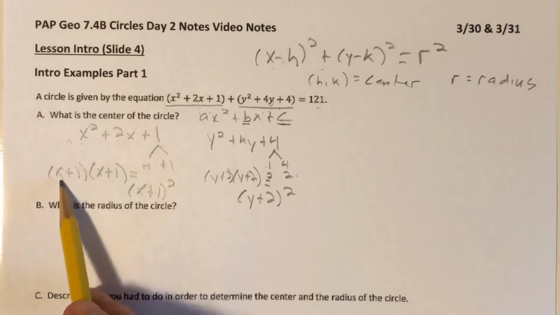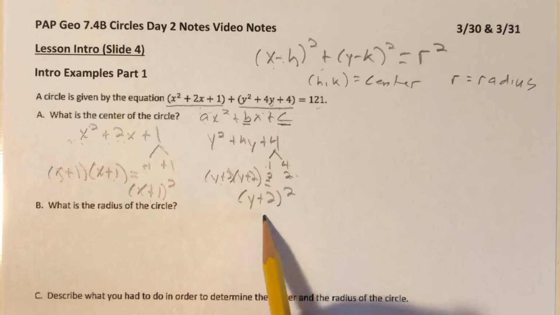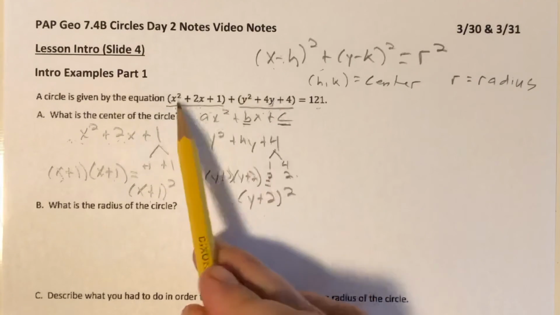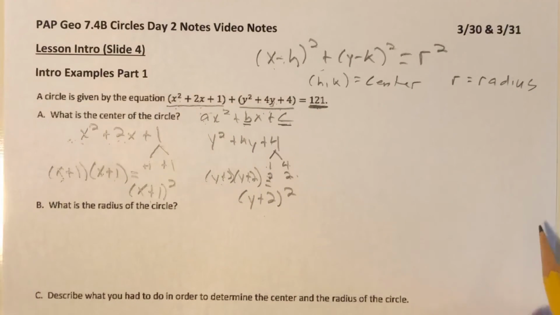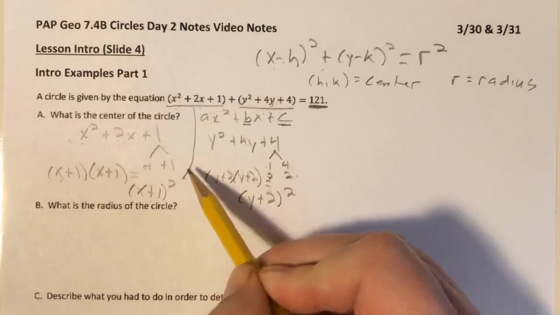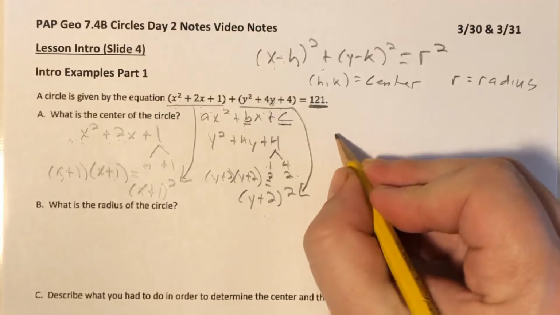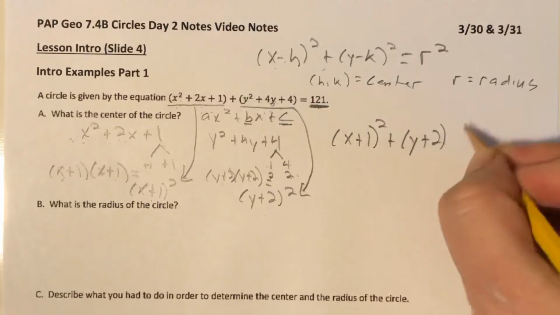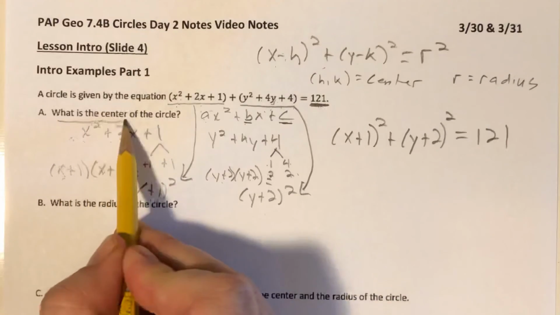Okay, so we've got x plus 1 times x plus 1, which is x plus 1 squared. We got y plus 2 times y plus 2, which is y plus 2 squared. Okay, so we've rewritten these two sets of terms. And then we've got this 121 over here that's going to be our radius squared. So if we finish writing this in center radius form, we can replace this with this down here. We can replace that with that and set it equal to the 121. So we got x plus 1 squared plus y plus 2 squared equals 121. And it asked us, what is the center of the circle?